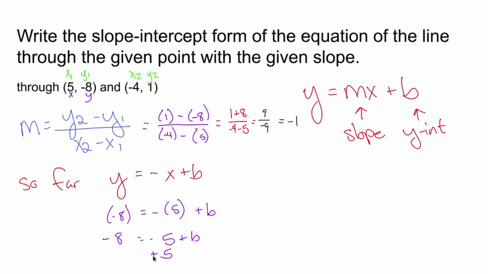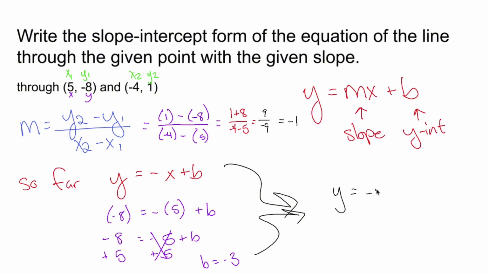Add 5 to both sides to get b all by itself, and b is going to equal negative 3. So now that I know that y equals negative x plus b, but b is negative 3, I could say y equals negative x plus negative 3. Now that looks kind of sloppy, so I'm going to write this out as y equals negative x minus 3.